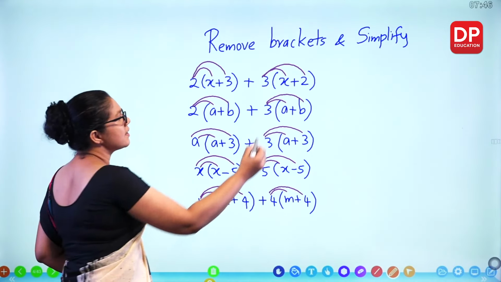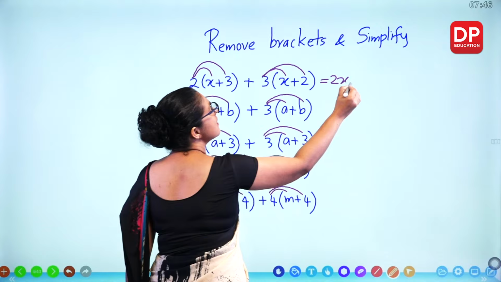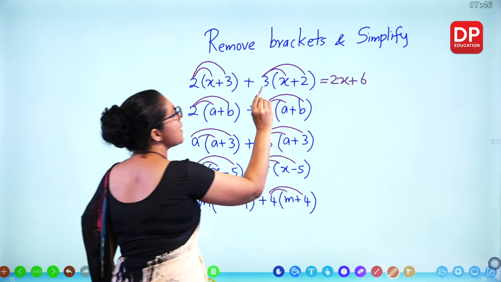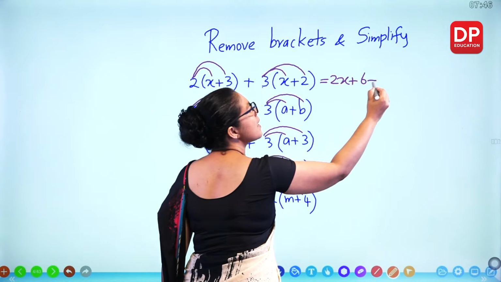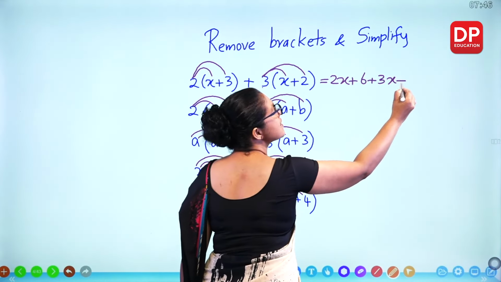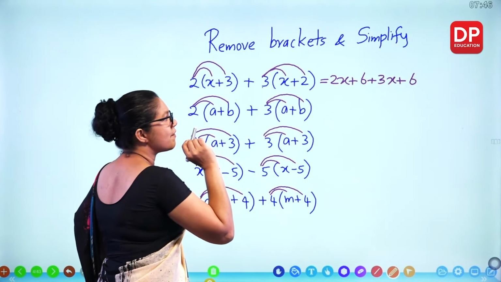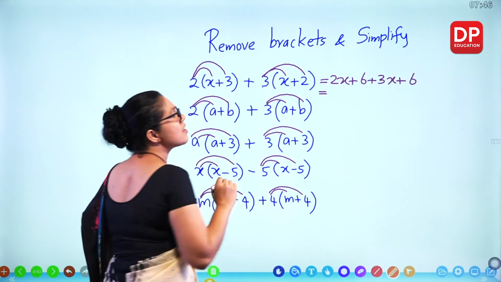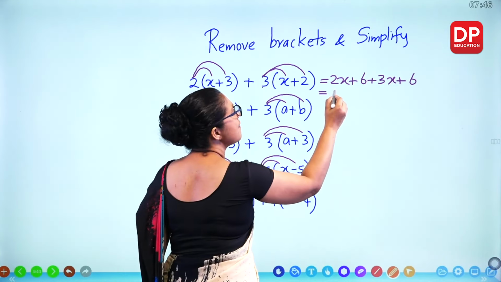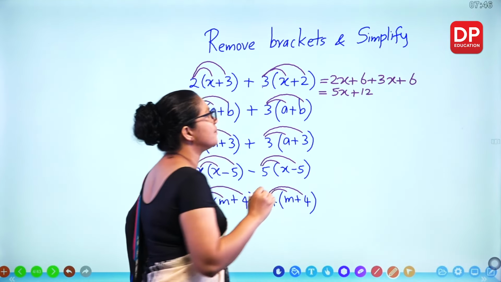Now we'll start. 2 times x, 2x. 2 times 3, plus 6. Plus 3 times x, plus 3x. Plus 3 times 2, plus 6. Then you need to simplify. So you get like terms, you add 2x plus 3x, you get 5x. 6 plus 6, you get 12.